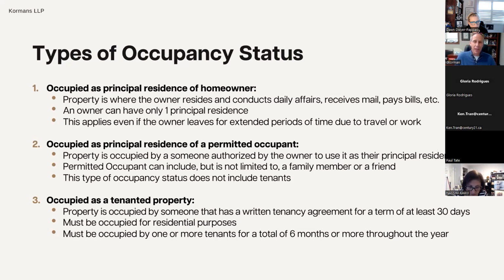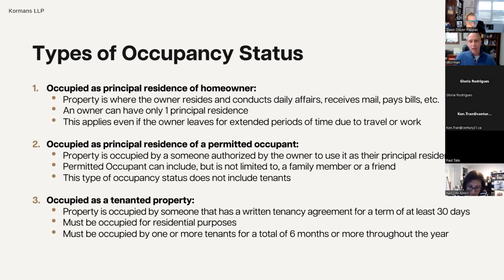The third category is a tenanted property. So it's occupied by someone pursuant to a written lease agreement. It has to be for at least 30 days. And if you're going to establish it was occupied for more than 6 months in the prior year, each one of those lease agreements has to be for a period of more than 30 days in order for it to qualify as being occupied during that 6-month period. And again, it has to be occupied for residential purposes, not for commercial or office purposes. Someone's actually got to be living in there.